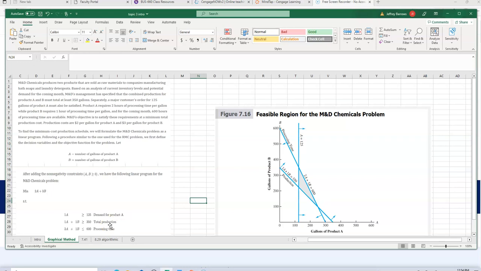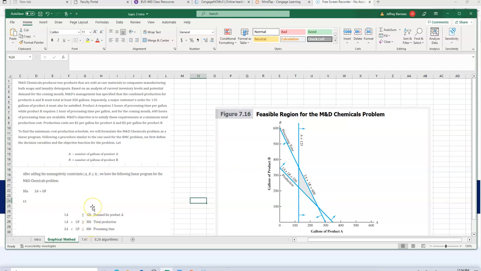And then there is a processing constraint on each of the chemicals. There's a maximum amount of processing time available, which is 600 hours. There are 2 hours of processing for each gallon of product A and 1 hour of processing time for product B, and the total processing time has to be less than or equal to 600, since that's the maximum number of processing hours available over a certain amount of time.